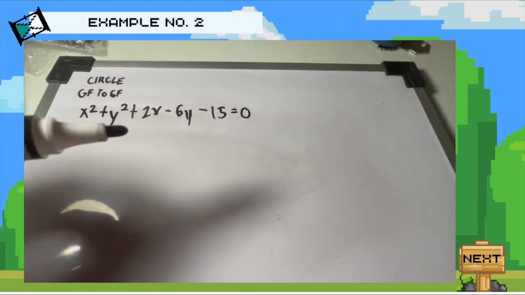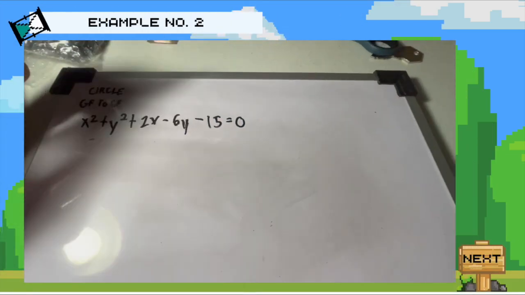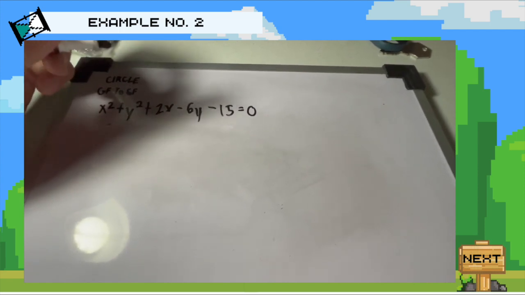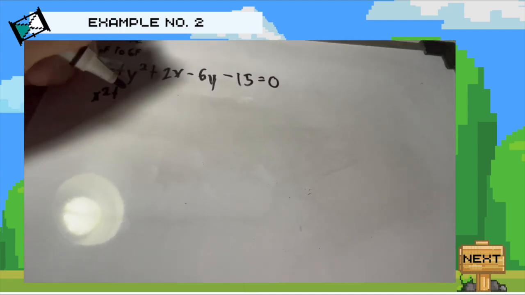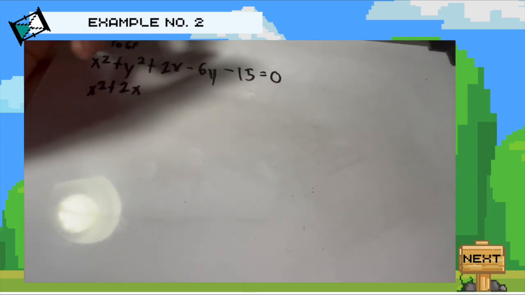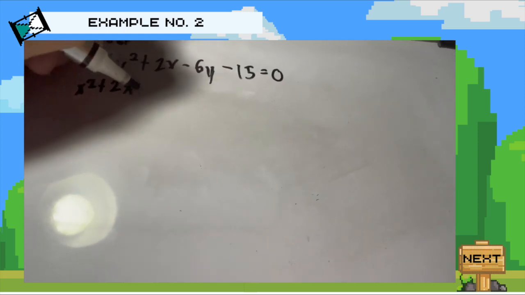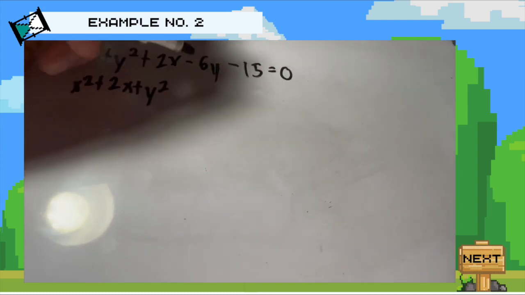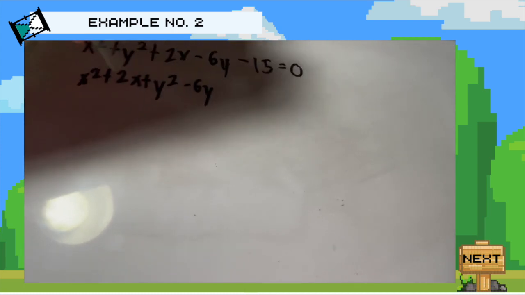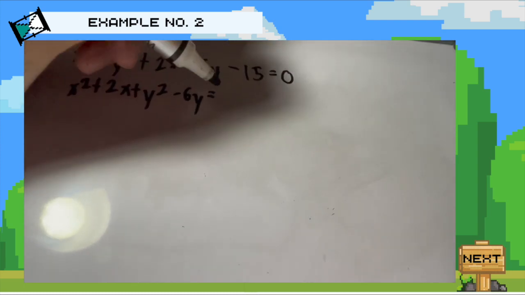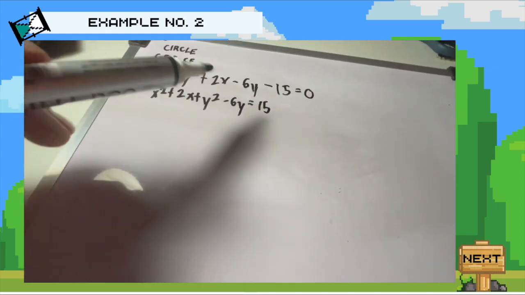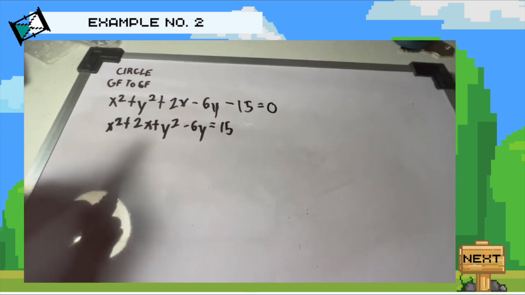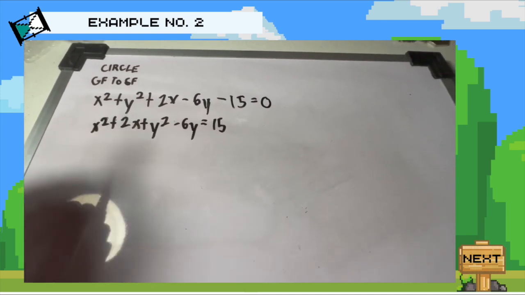y minus 15 is equal to 0. So the first step again is to rearrange our given, so it will be x squared plus 2x plus y squared minus 6y is equal to 15. We moved the constant to the right side. So next is regroup to make it a perfect square trinomial.